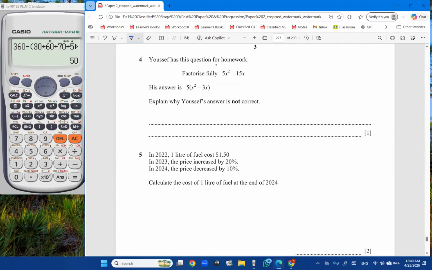Yusuf has this question for homework: factorize fully. And he did this. Explain why Yusuf's answer is not correct. Because he did not take x as a factor. X should have also been factorized, so he hasn't taken x as a factor. You can also write the correct answer, saying that it is 5x, x minus 3. This is the correct answer.